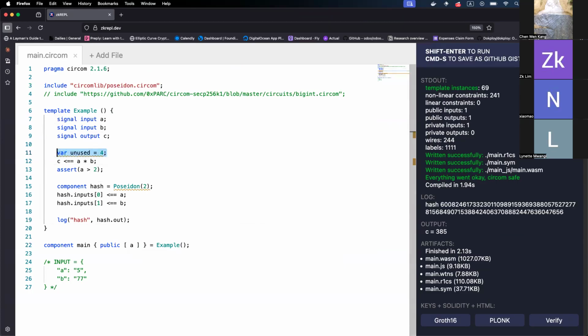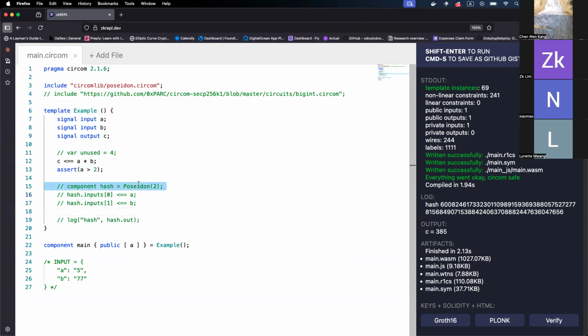But anyways, in this case, the yellow stuff is just saying that this is unused. Let's look at this example program that they very kindly provided. So A, B are inputs, and then C, we multiply A by B, assert A is more than 2, and that's it. Hash input, this is a hash. We don't really care about this.